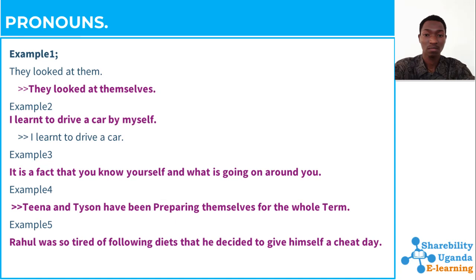In that example 2, it is understood from the first sentence that the action of learning to drive a car is done alone and without any help. Whereas the second sentence, I learned to drive a car. The first sentence is, I learned to drive a car by myself, and the second sentence is, I learned to drive a car.